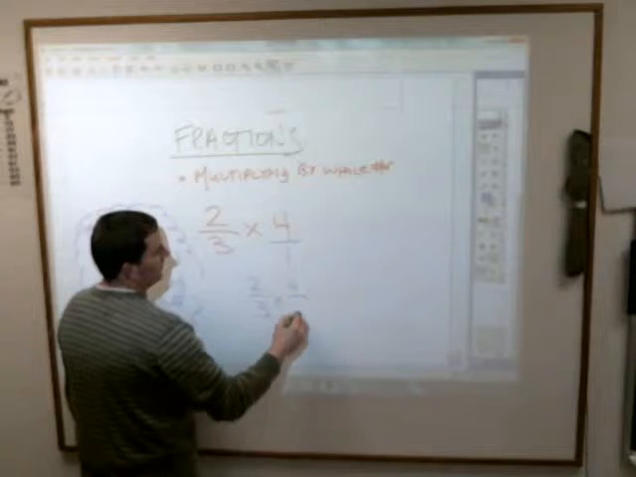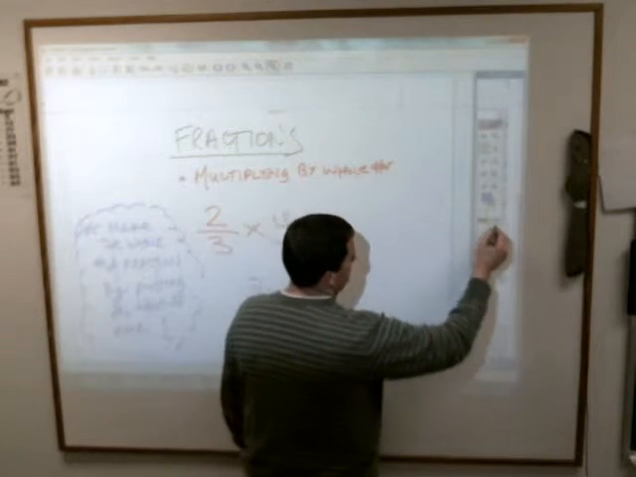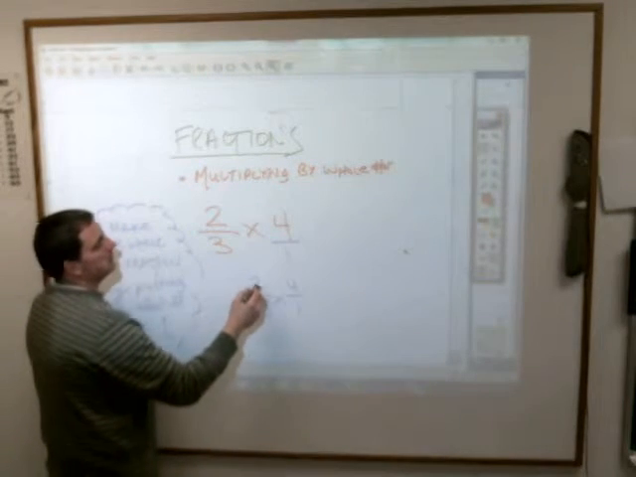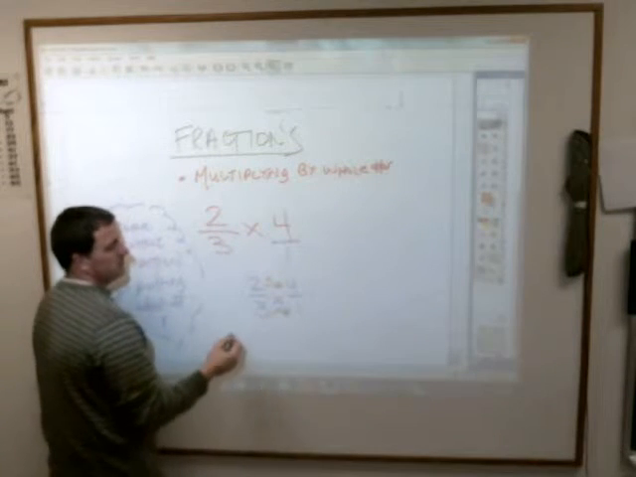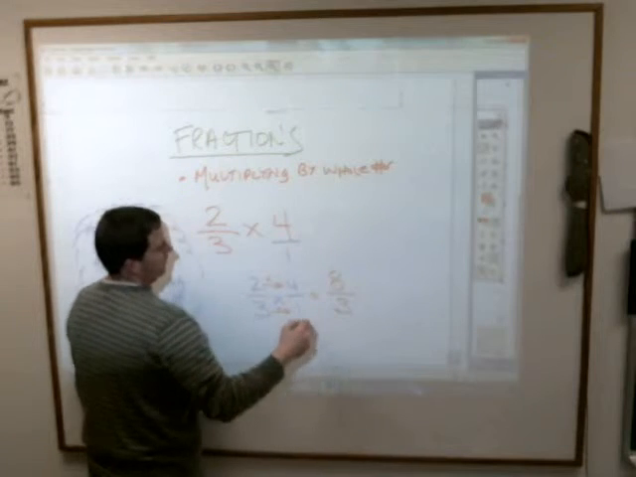How do we multiply fractions? You just, Brooke-Kala, how do I multiply fractions? I just multiply across. Tops with tops, bottoms with bottoms. So this is going to end up being 8 over 3.